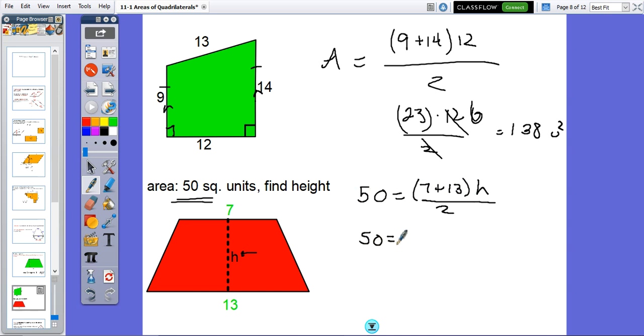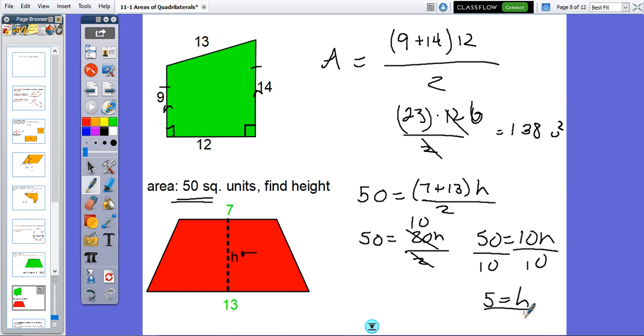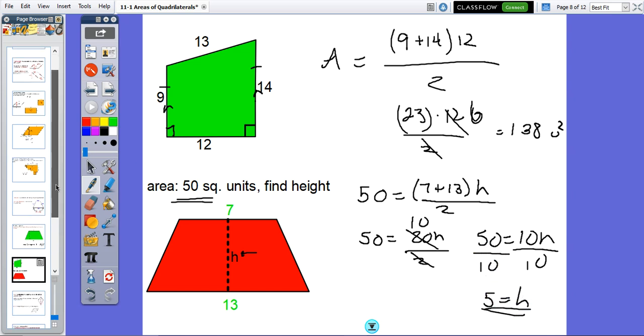So I got 50 equals 20h over 2, and the 2 goes into 20, turning that into a 10. So I got 50 equals 10h. We divide by 10 on both sides. 5 equals h. That's our height right here. Hopefully you paused and did that on your own.